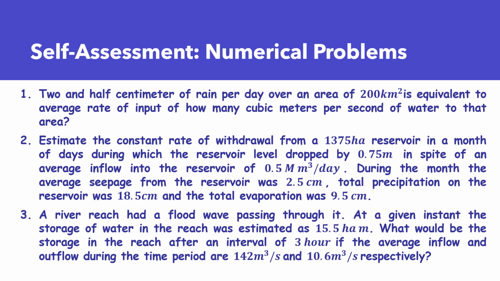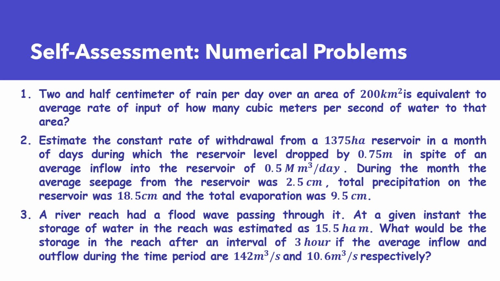Self-assessment numerical problems. At the end of the presentation, these are self-assessment numerical problems. Carefully go through each question, solve them based on your understanding of the topic, and review any concept you are unsure about. The questions are: 2.5 centimeters of rain per day over an area of 200 square kilometers is equivalent to average rate of input of how many cubic meters per second of water to that area.